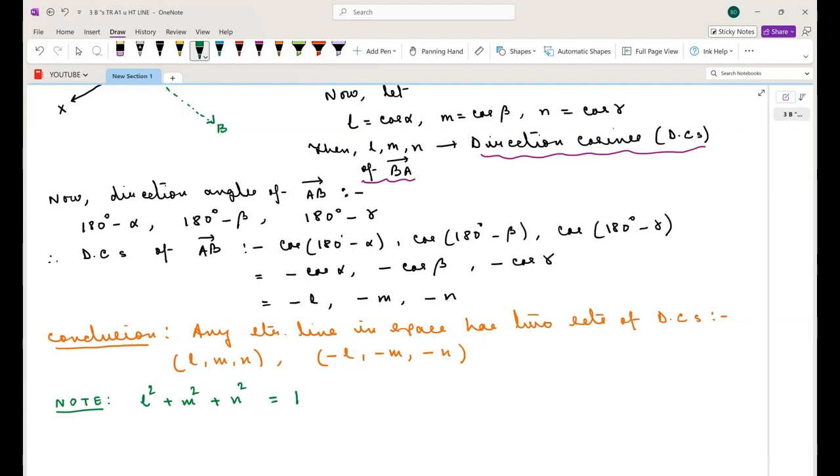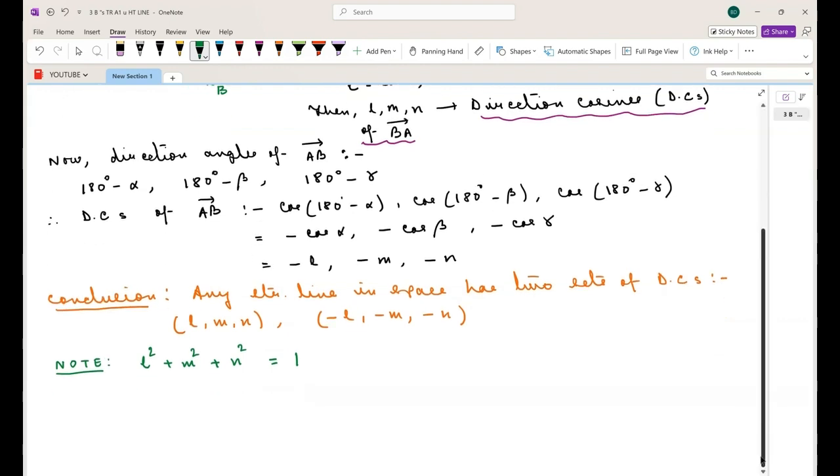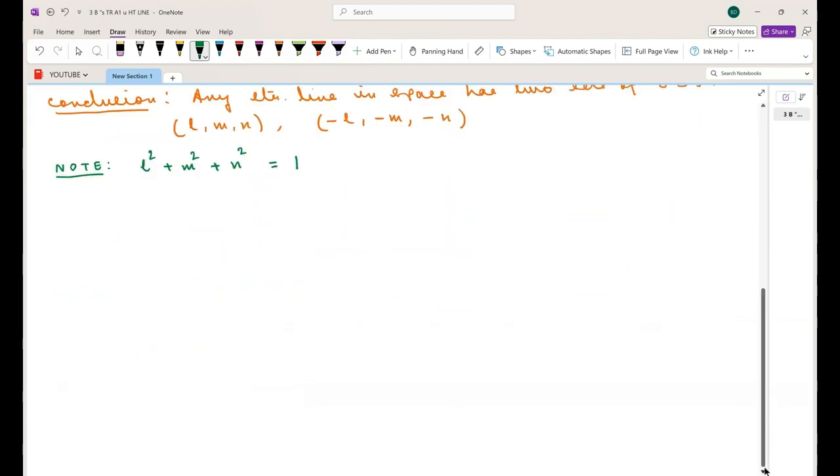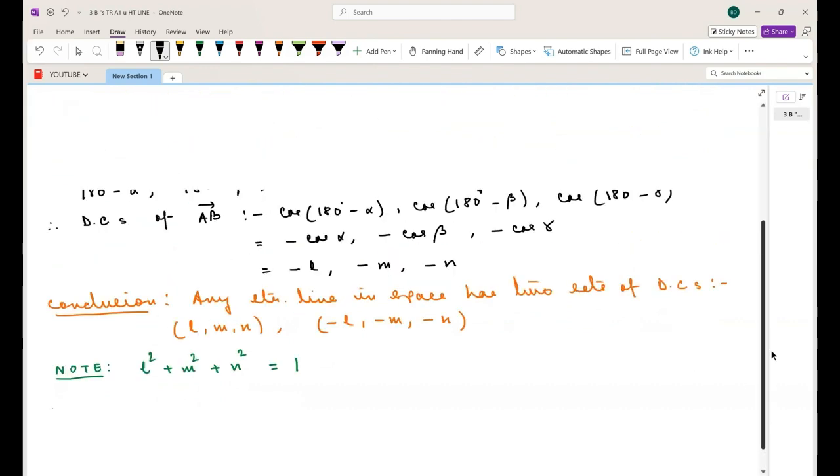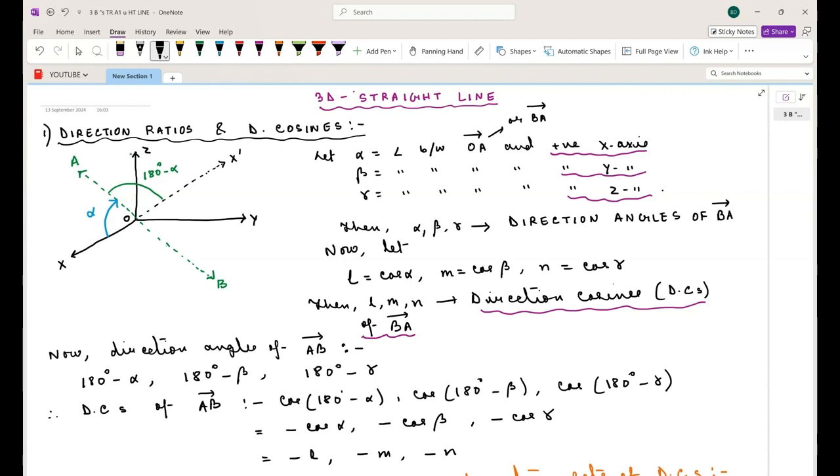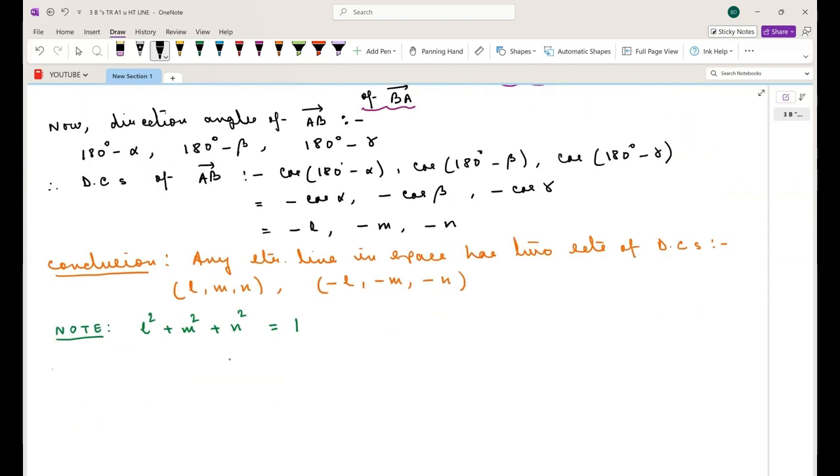Okay. Next, we come to the definition of direction ratios. So that's it for direction cosine. Now let us see what is direction ratios. So suppose I name this as A, direction cosine. Now we come to B, direction ratios.